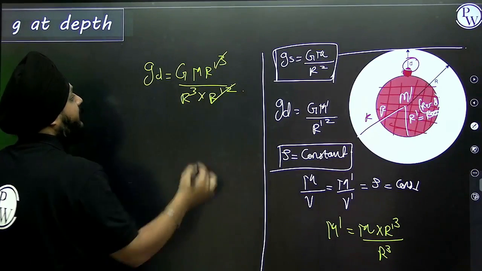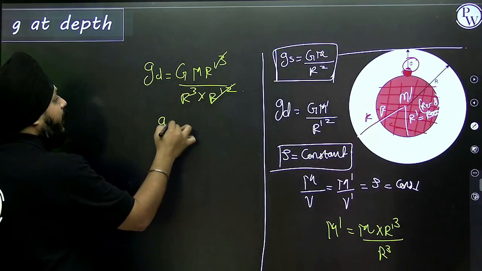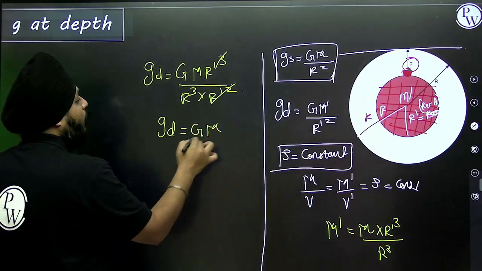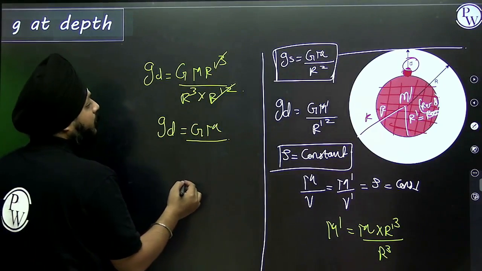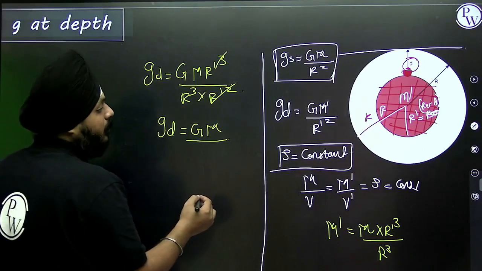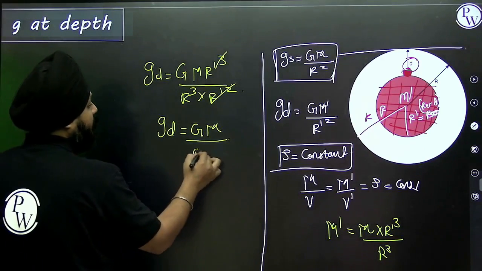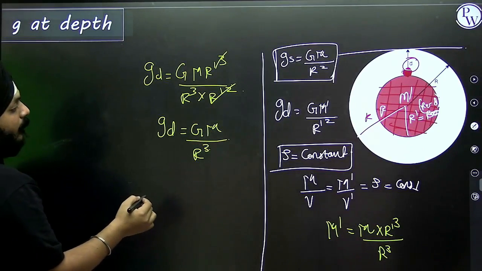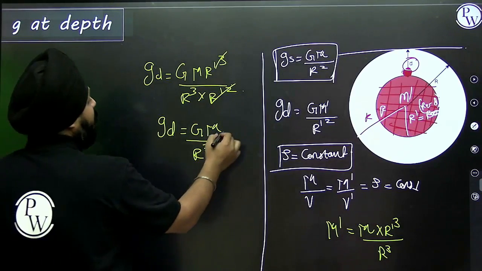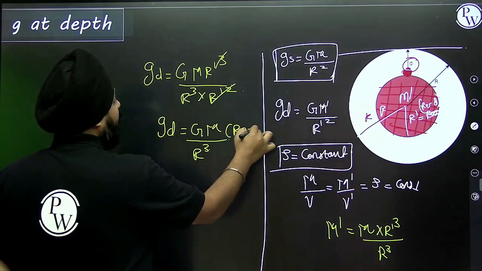So this thing is going to cancel. So g at the depth, we are having g of m whole divided by r cube, and this is r dash, and that is re minus d.